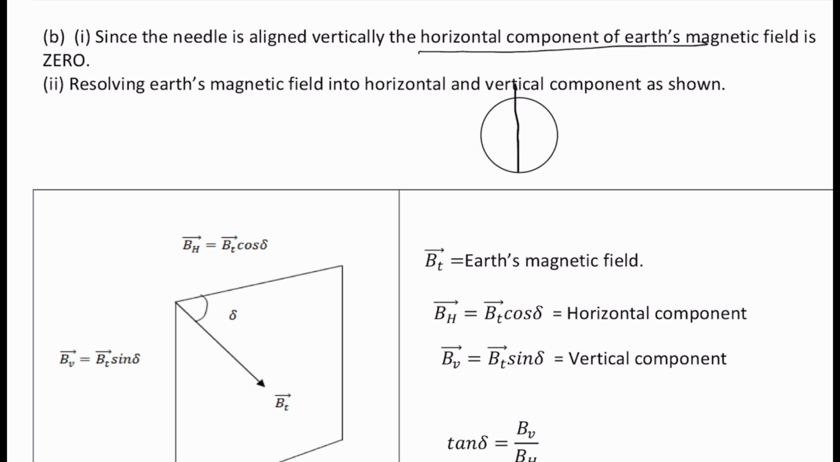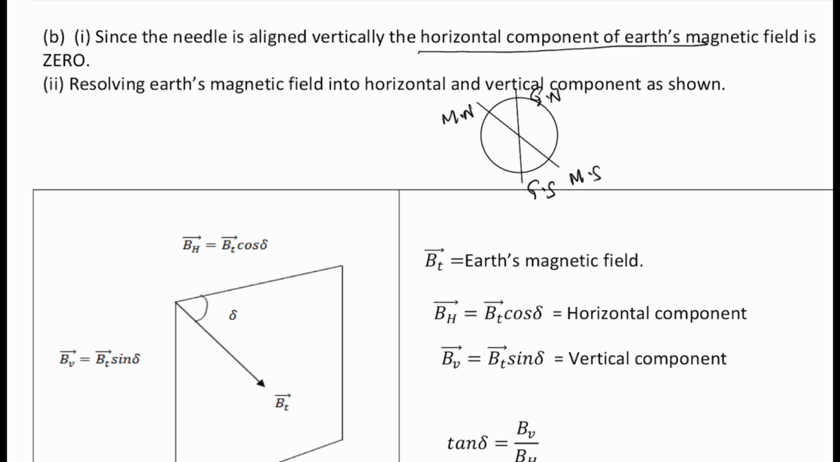This is the geographical north and geographical south. Magnetic north and magnetic south are not at the same point as the geographical north and geographical south. This is our magnetic north and magnetic south, correct?